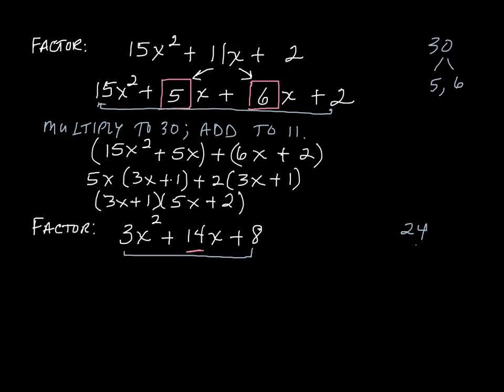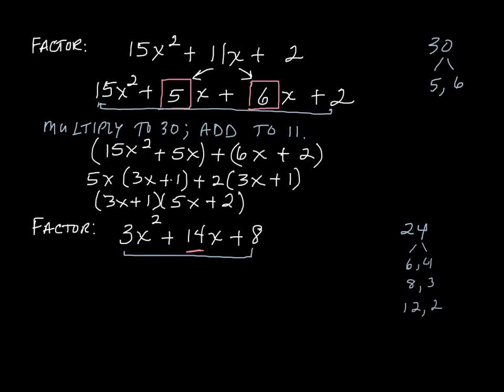Is it 6 and 4? Will 6 and 4 add to 14? No, but it'll multiply to 24. Well, 8 and 3 multiply to 24, but they don't add to 14. What about 12 and 2? 12 and 2 multiply to 24 and add to 14. So those are the two numbers that I want to separate my 14x into a 12x and a 2x.